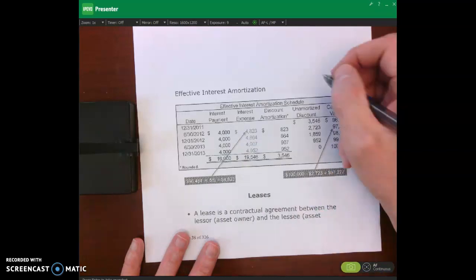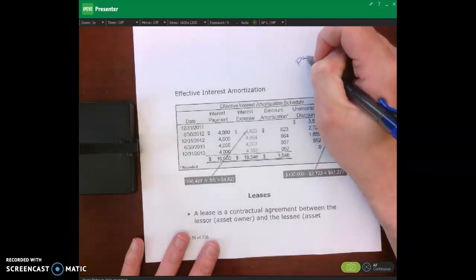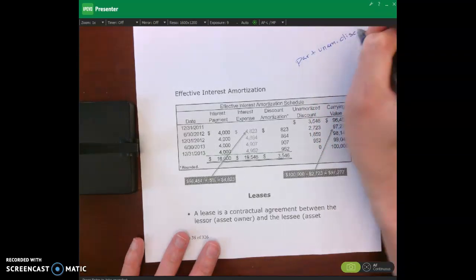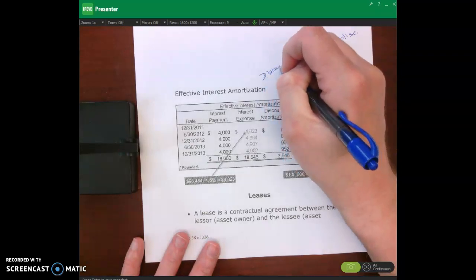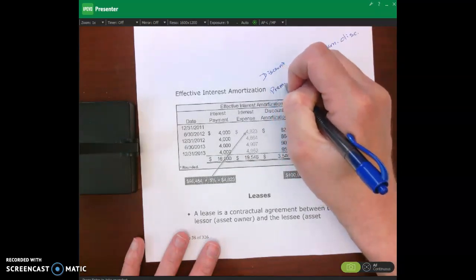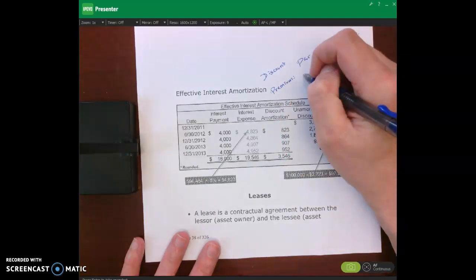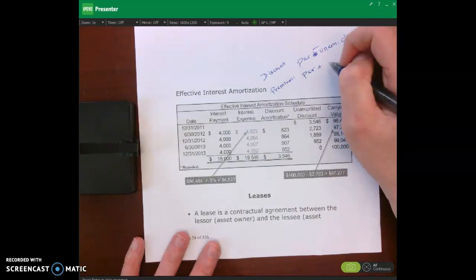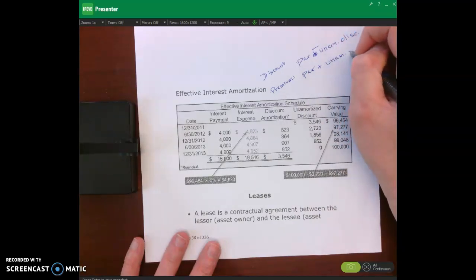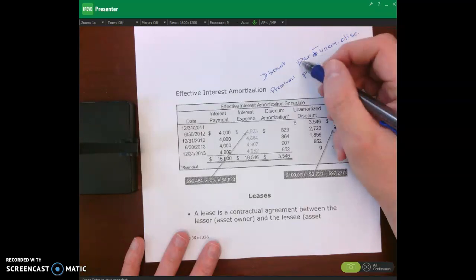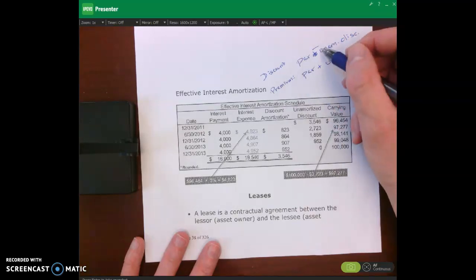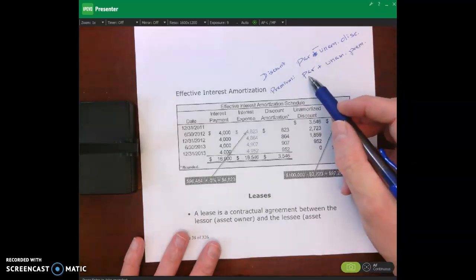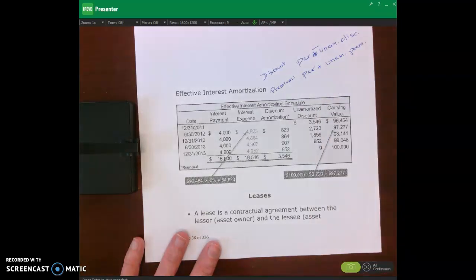Remember, the carrying value of a discount bond is equal to par plus unamortized discount. And that's the discount bond. But on the premium bond, it's equal to the par minus, there, par plus the unamortized premium. The typo. With the discount, it's equal to par minus unamortized discount. With the premium, it's equal to par plus unamortized premium.